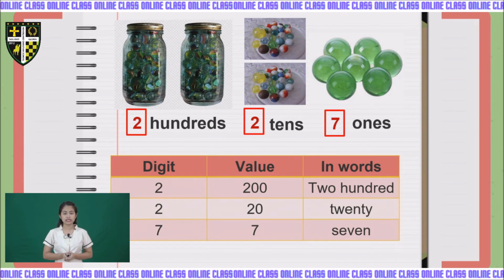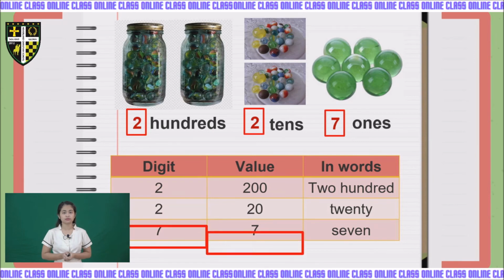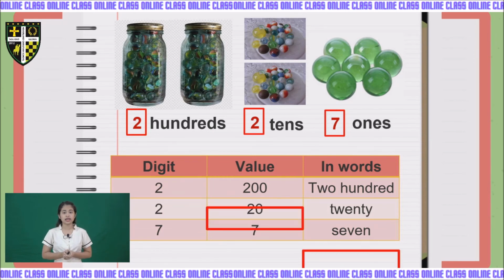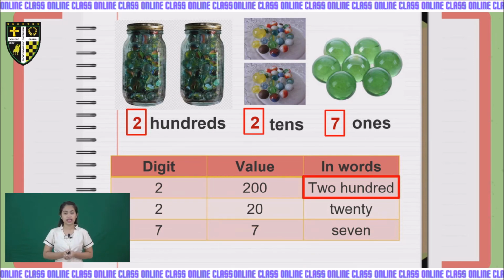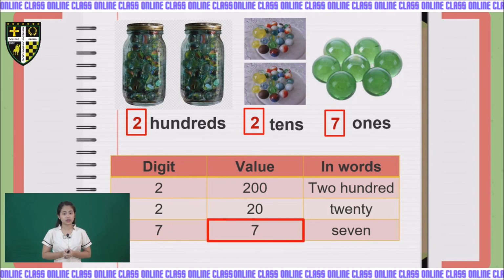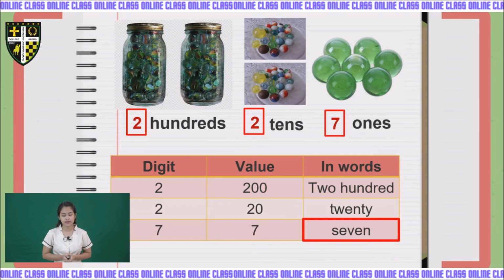So the table is, for the hundreds place value, we have digit 2, and the value is 200. And in words, we can just write it as 200. And for the tens place value, we have the 2 digit, the value is 20, and we can write it in words as 20. And for the last one, we have ones place value. The digit is 7, the value is 7 again, and in words, we can just simply write 7.